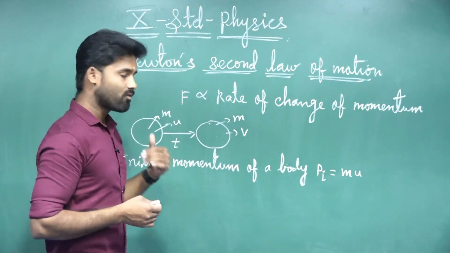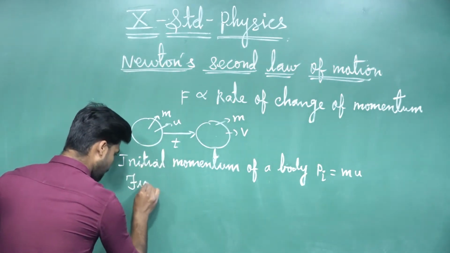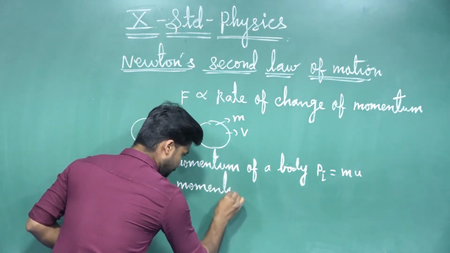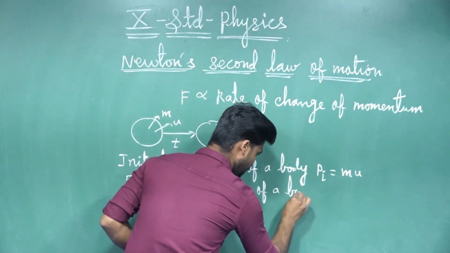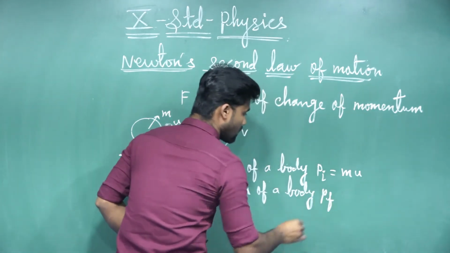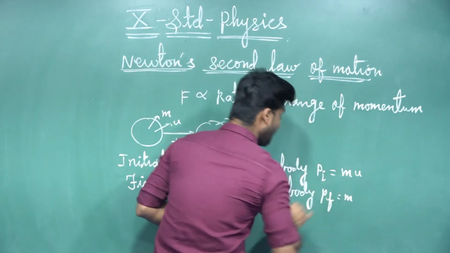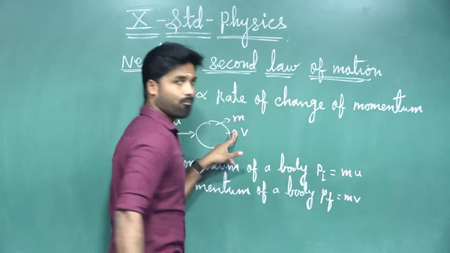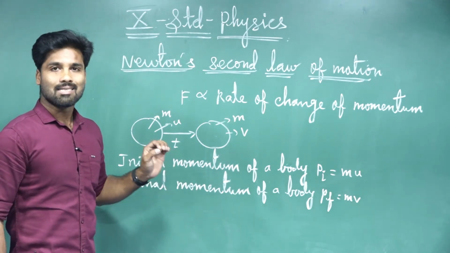Now what is next? Our second aim is to find the final momentum of a body, that is p suffix f. This is equal to m, since there is no change in the mass, and for the velocity, the final velocity v should come. Next, our aim is to find the change in momentum.